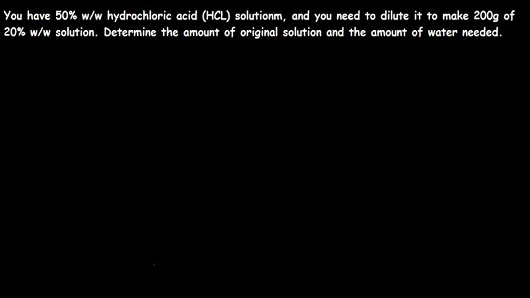To determine the amount of water needed, we can use this formula C1 V1 equals C2 V2: initial concentration multiplied by initial volume is equal to final concentration multiplied by final volume. But in this case, we are to determine the original solution and the amount of water needed, which is the volume V1. How can we find the V1? Before then, let's bring our data here.